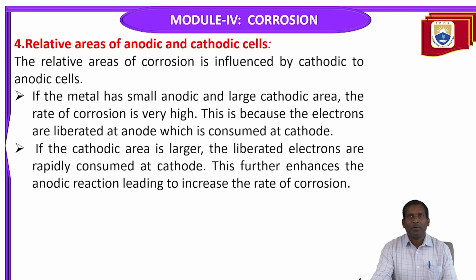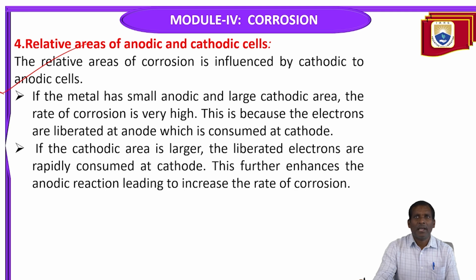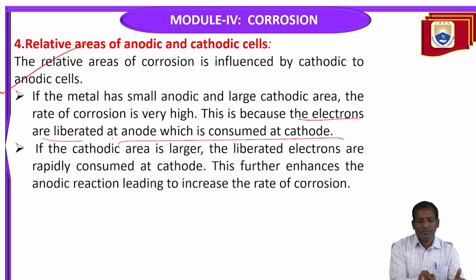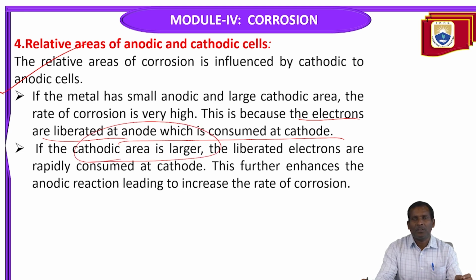Next, the relative areas of anodic and cathodic cells. The rate of corrosion is influenced by the cathodic to anodic area ratio. If the metal has a small anodic area and a large cathodic area, the rate of corrosion is very high. This is because electrons are liberated at the anode and consumed at the cathode. If the cathodic area is larger, the liberated electrons are rapidly consumed at the cathode. This further enhances the anodic reaction, leading to an increased rate of corrosion.